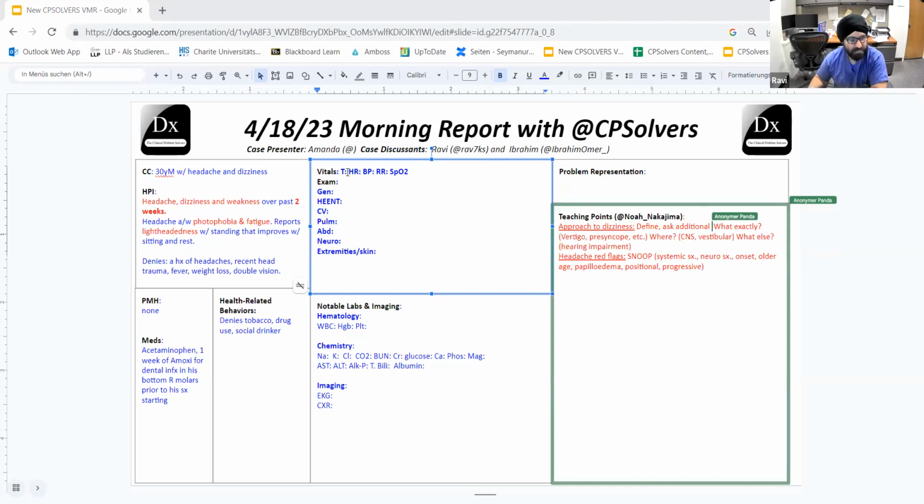And I think, denies tobacco, drug use, social drinker: as we all know, epidemiologically, the age range doesn't fit, but tobacco can result in all sorts of oral malignancies or contribute to oral malignancies. So that's something we also have to think about.